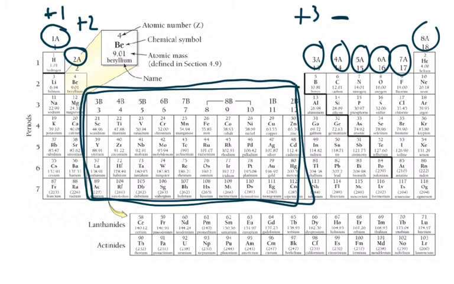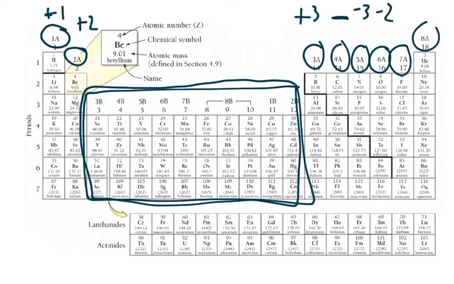Now, when you get to the nitrogen family, they have 5 valence electrons, so they actually want to gain 3. By gaining 3, they become -3. The chalcogens have 6 valence electrons, which I circled, and they want to gain 2.